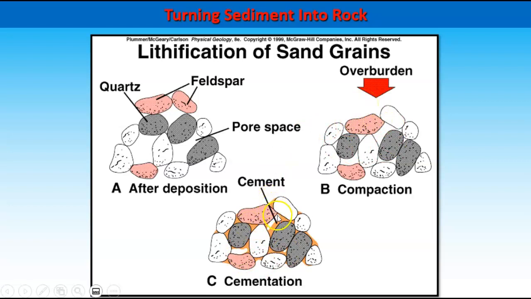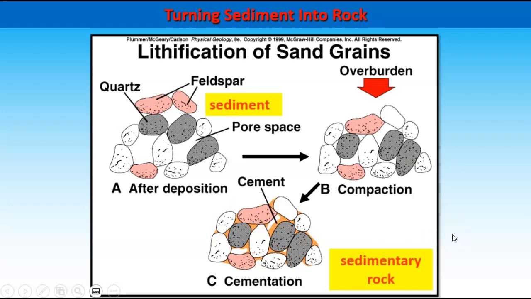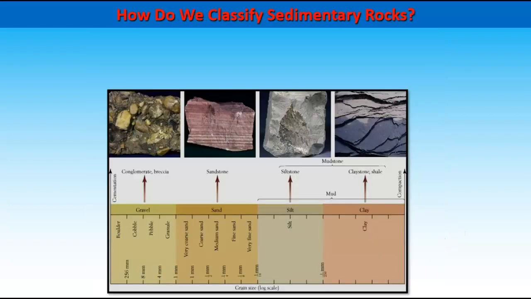And then as water moves through these spaces, we get the formation of cement. The cement typically is calcium carbonate or some type of silica, SiO2, quartz. And so that is what's holding these pieces together. The cementation then will turn it into a sedimentary rock. So we end up with the lithification process of deposition, compaction, and cementation. That's taking pieces and turning them into a clastic sedimentary rock.